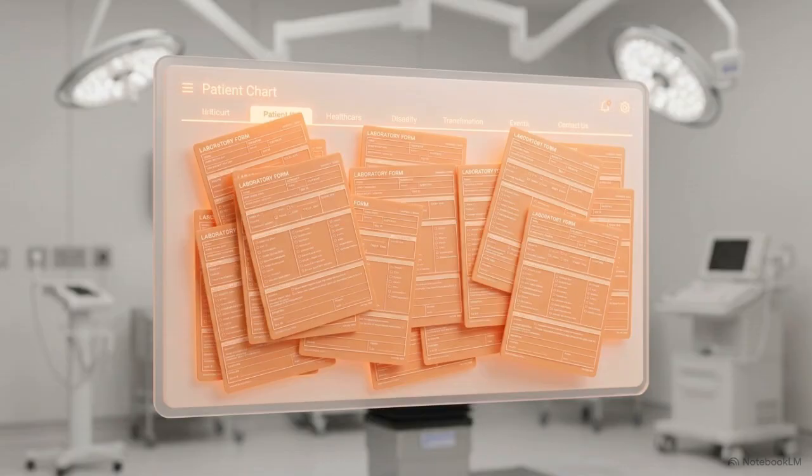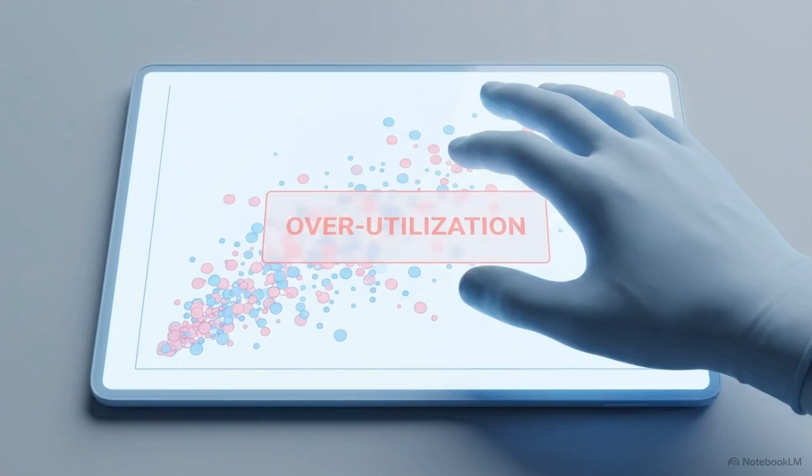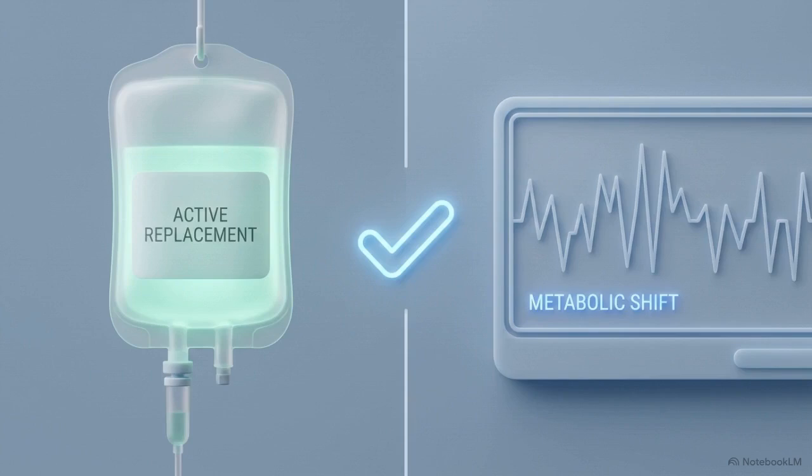noise. This threshold highlights a stewardship failure, ordering repetitive mineral panels on stable patients. Chasing minor fluctuations leads to redundant data and unnecessary clinical intervention. Precise stewardship requires monitoring phosphate only when clinically justified, such as during active intravenous replacement or acute metabolic shifts.